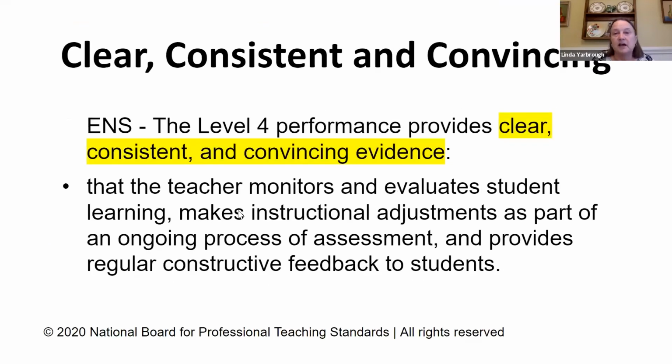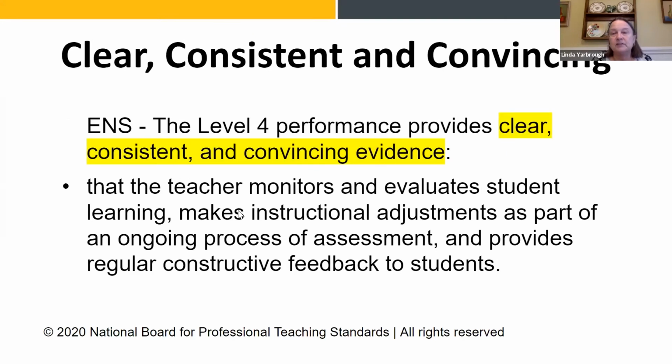And our final slide about the scoring rubrics is an example from Exceptional Needs Specialist, or ENS. And this is an example from the level 4 rubric. And again, they're looking for clear, consistent, and convincing evidence. And this is just one of the bullet points. But they're looking for evidence that the teacher monitors and evaluates student progress and learning, making instructional adjustments as needed. So that may be something that you write about in your planning paper.